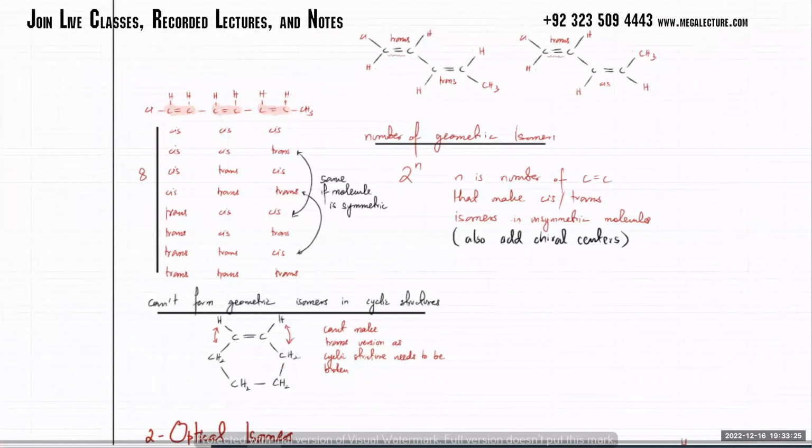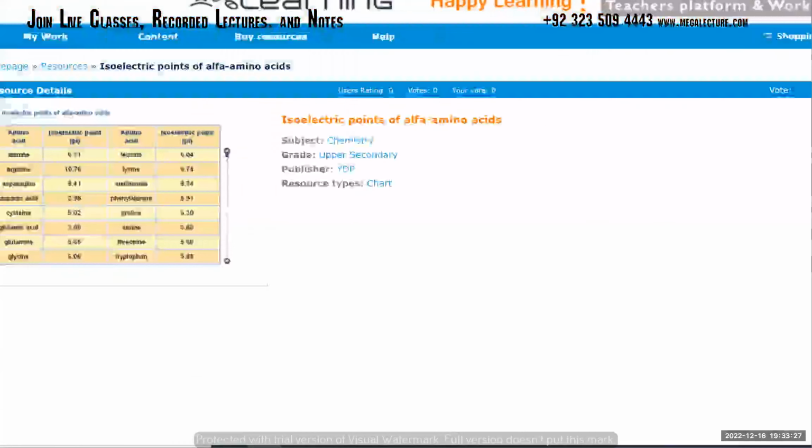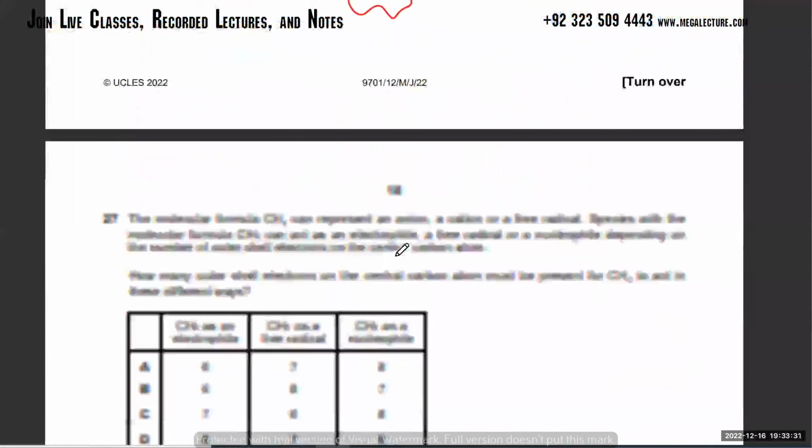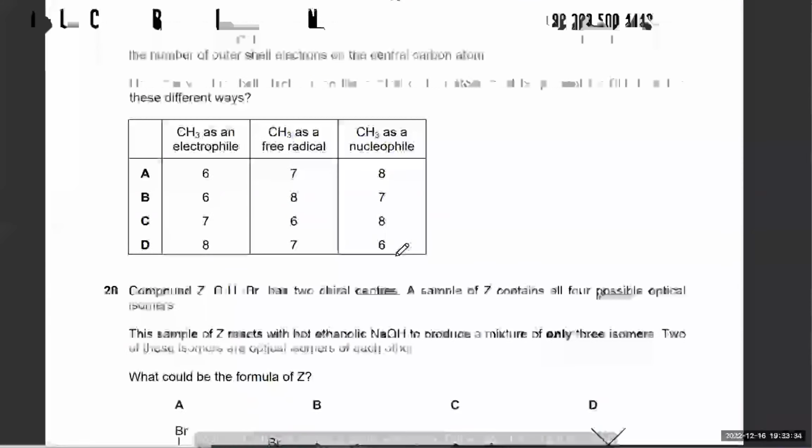So this one is going to be 8. Next one is we've got this molecule.